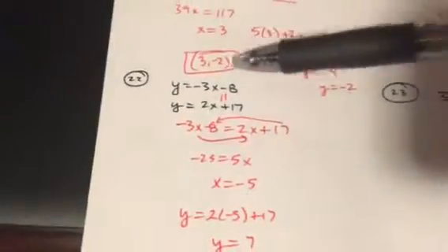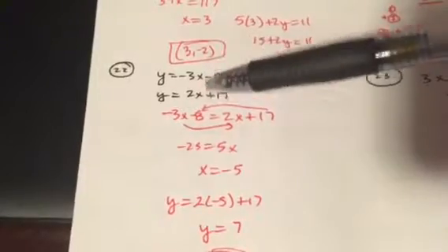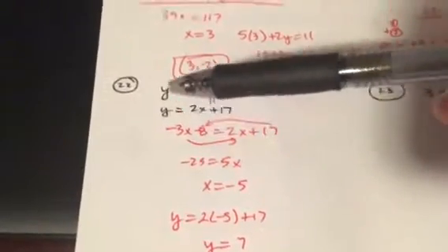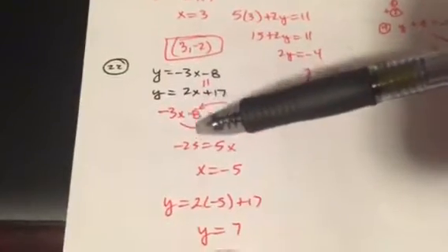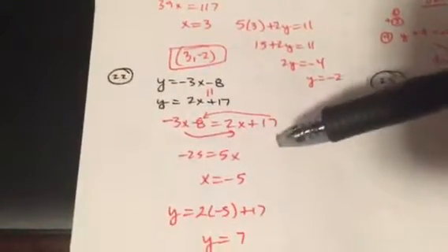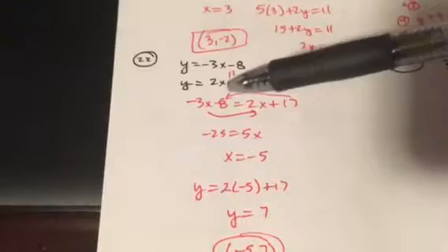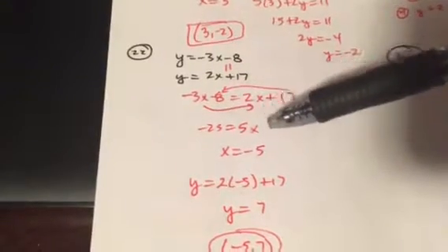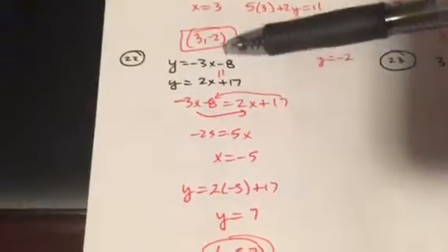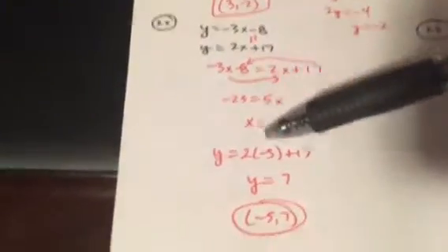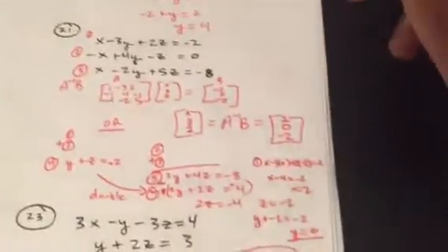Guys, 22 is pretty easy here. Notice that both of these are equal to y, so they must be equal to each other. -3x minus 8 is 2x plus 17. Subtract 17 from both sides, add 3x to both sides. You get x is -5. Plug -5 in for x in either of these two equations. You're going to get y is 7. 23 is not going to be on our final, so we're not going to worry about it.